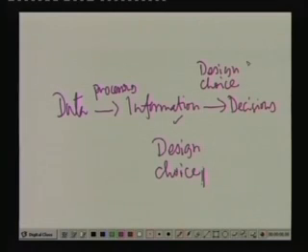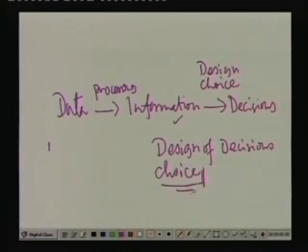Here, design means design of decision alternatives, design of decisions: what decisions we want to take, what are the different alternatives, and choose one of them. So in this case, not only is the data being processed and information obtained, that is online, but also the design of alternatives is made and a choice of one of them is made. That is called real time software, right?